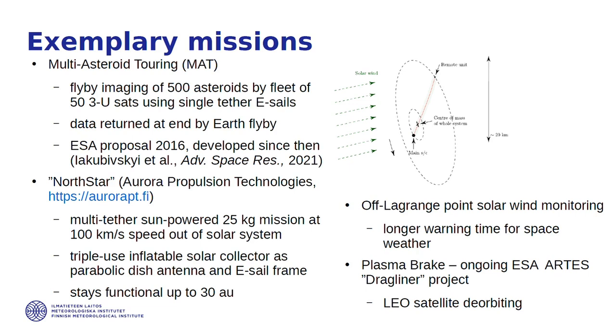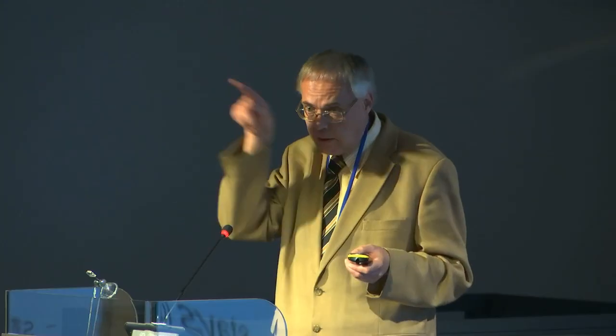The details have been worked out more. The idea there is that we send a fleet of CubeSats through the main belt, and you can actually do this by using this E-sail effect. So we obtain a total delta V of like 30 kilometers per second for this mission altogether. And then the key to have a low-cost mission is to return the data at the final Earth flyby.